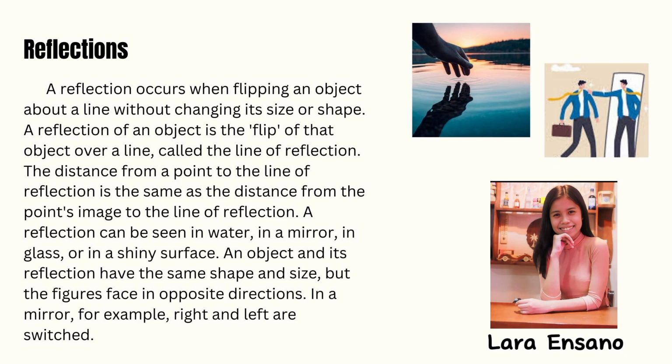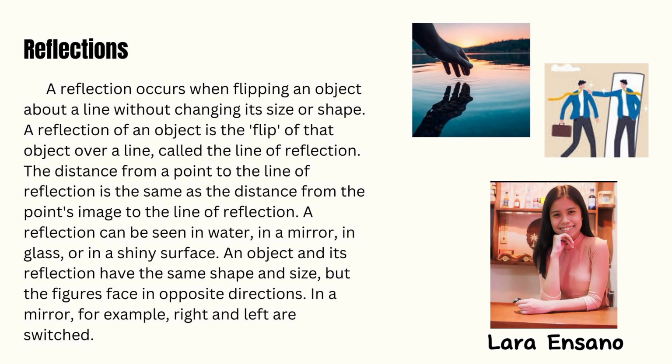Hello everyone, this is Lara and Sana, and today I will be discussing what is reflection. So first, let us define what is reflection. Reflection is a type of geometrical transformation where an object is flipped to create a mirror or congruent image. Meaning, your reflection occurs when you flip an object and it doesn't change the size or the shape.